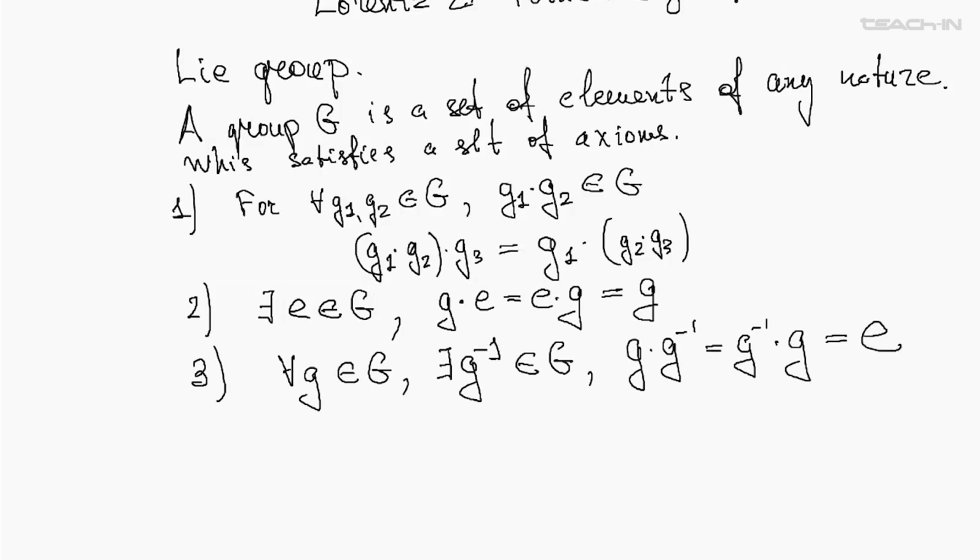And now an important class of groups constitute Lie groups. A smooth manifold G of dimension n is called a Lie group.